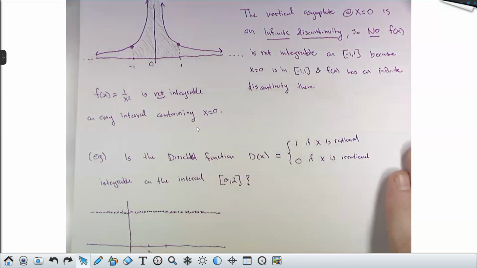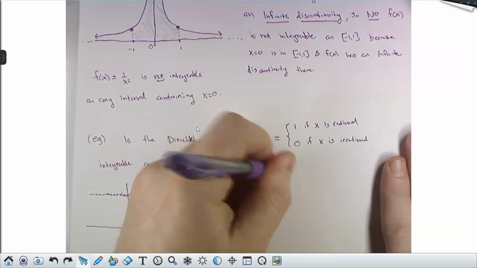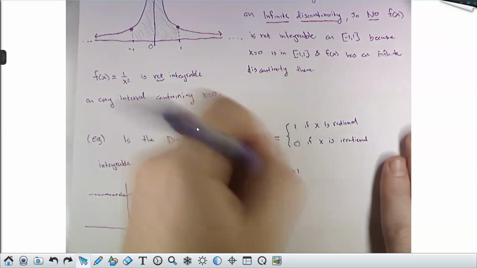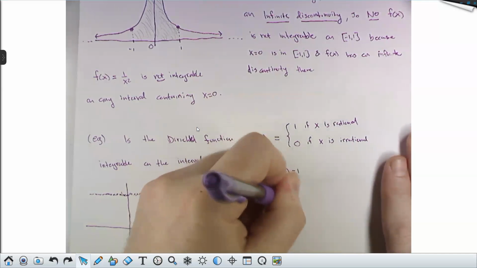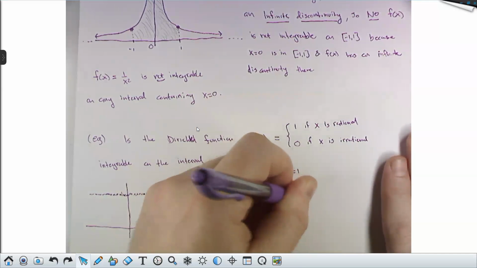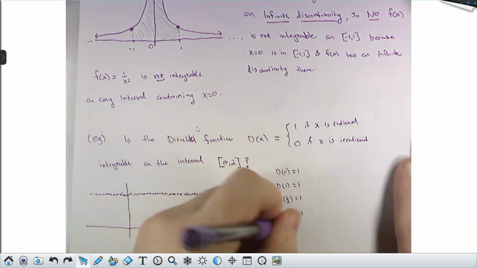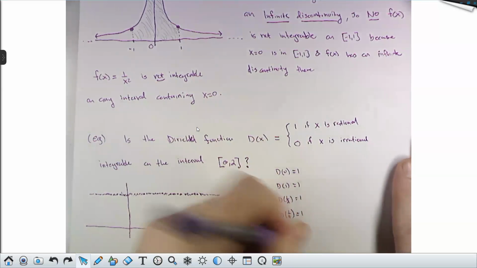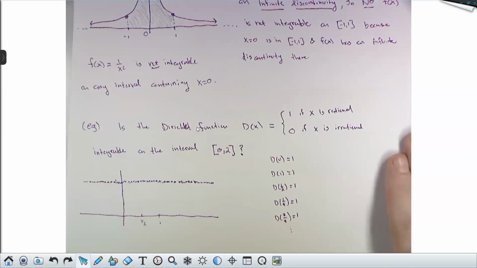But it's not a solid line. So here, I'll give some examples. D of 0 equals 1. D of 1 equals 1. D of 1/2 equals 1. D of 1/4 equals 1. D of 7/9 equals 1. D of any fraction is equal to 1. Any whole number or fraction.